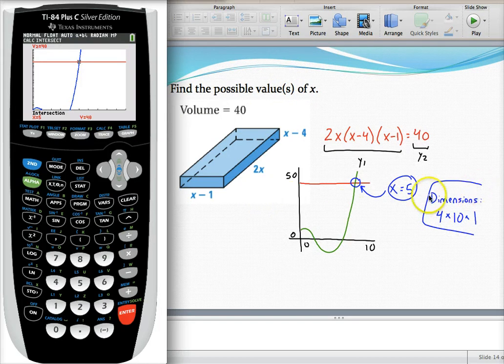I went ahead and also found the dimensions of the box because sometimes they ask about that. And so I plugged in 5 for each of my x values. And so 5 minus 1 is 4. 5 times 2 is 10, and then 5 minus 4 is 1. And that makes a really easy way to check too. 4 times 10 times 1 is, of course, 40 for my volume.